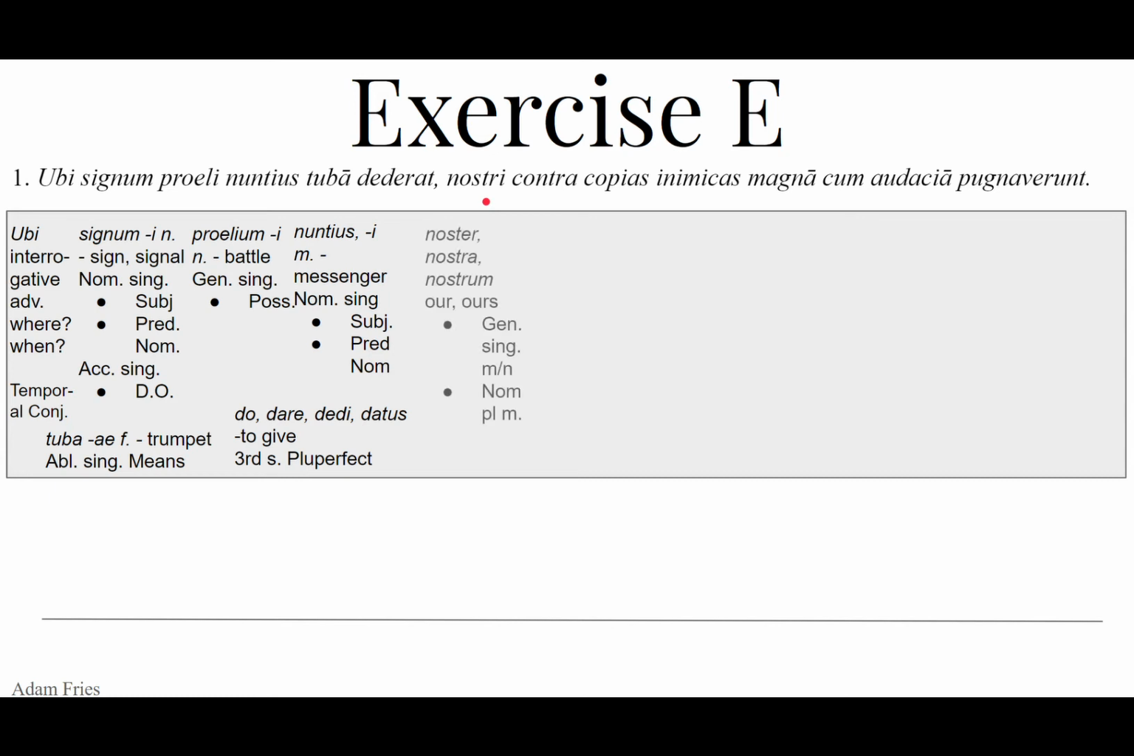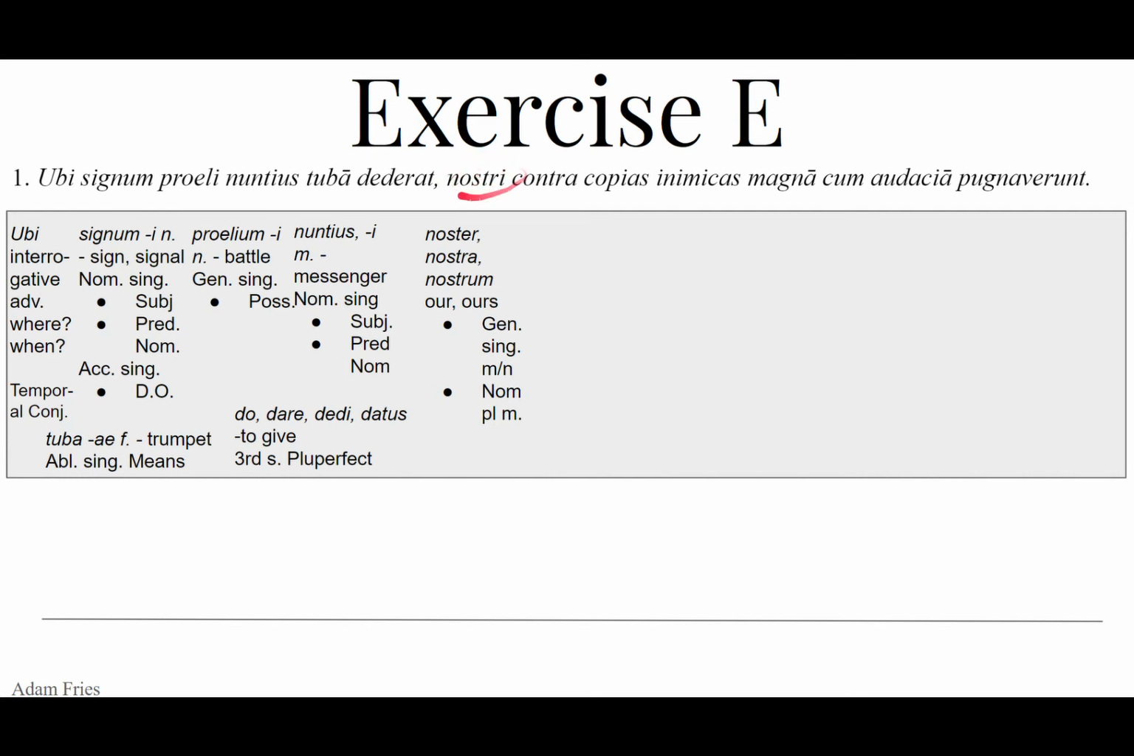Nostri, from noster, nostra, nostrum. It's an adjective: our, ours, belonging to us. That form nostri can either be the genitive singular, masculine or neuter. The feminine would be nostri, or it could be nominative plural, masculine, nostri. Now, I went ahead and scanned ahead. Yeah, I kind of cheated.